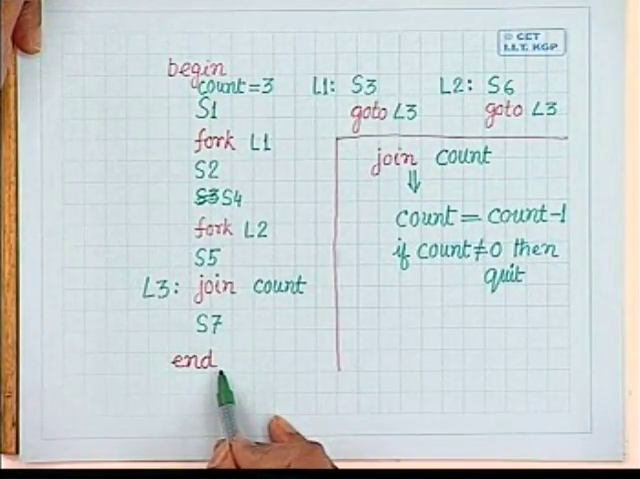The first process, S5, has executed the join statement, and it is terminated. It is quitted.